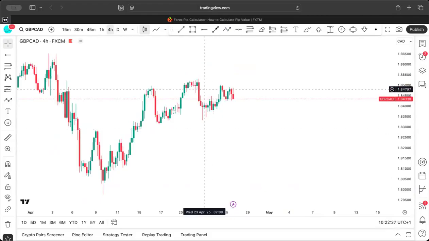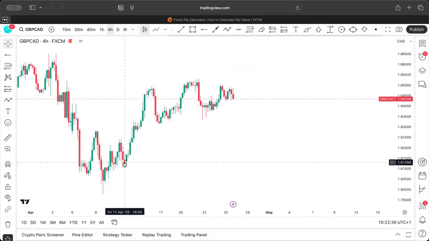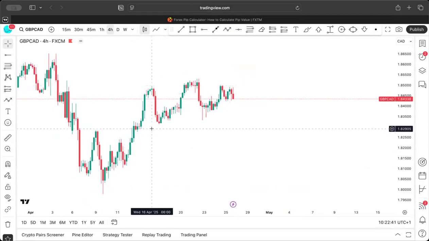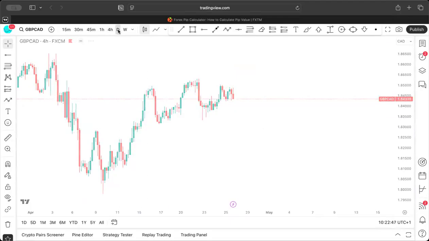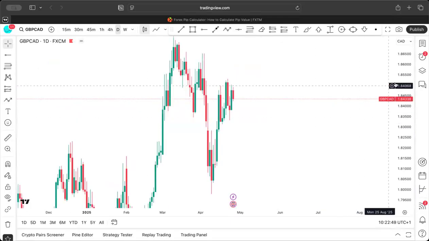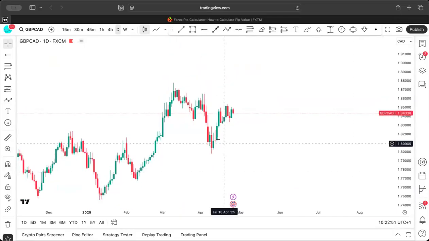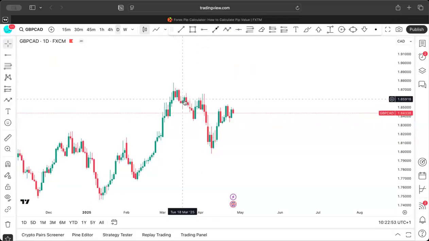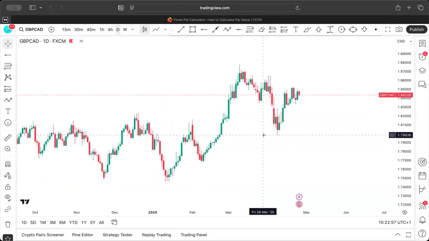GBP CAD, I actually took this trade around here. I took profits, I think, around here. I was waiting for the next move on this trade, but the market is still not giving me anything. So let's head back and see how we actually took this trade. A lot of traders are saying, oh, this market is now bearish. This market, well, I don't know how they see the market.